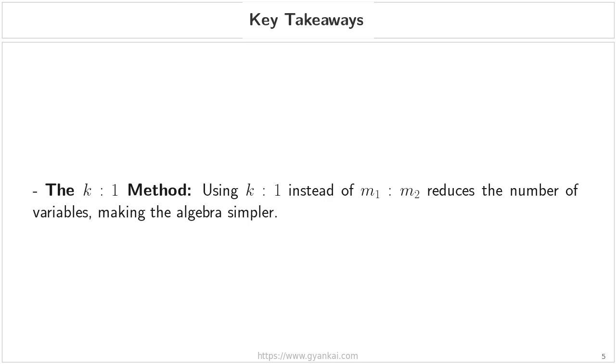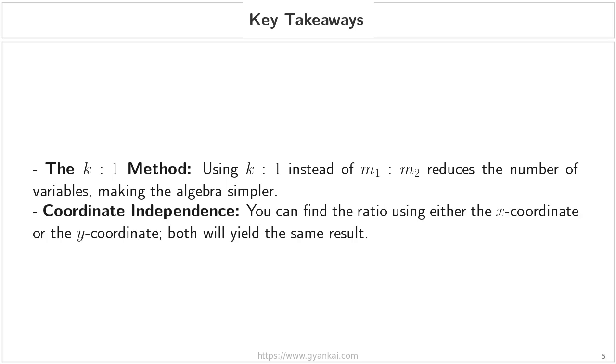Key takeaways. First, let's revisit the k/1 method. As we saw in our step-by-step procedure, instead of dealing with two separate variables, m sub 1 and m sub 2, we assume the ratio is k/1. This is a powerful algebraic shortcut because it reduces the number of unknowns, which makes your calculations much cleaner and less prone to error.